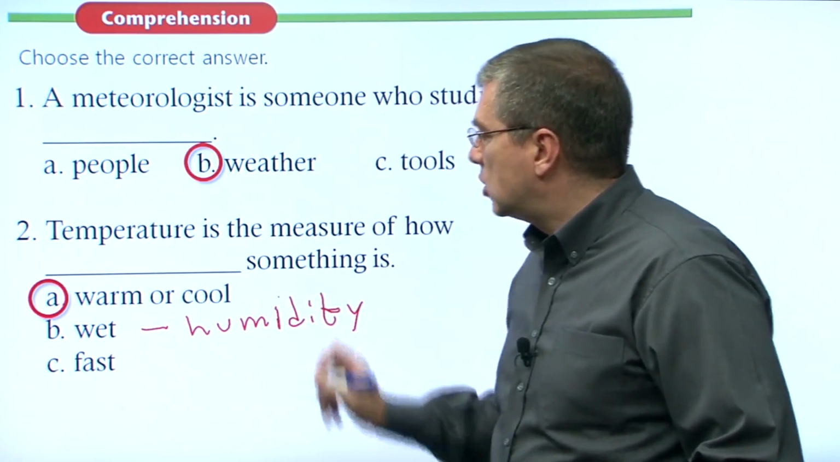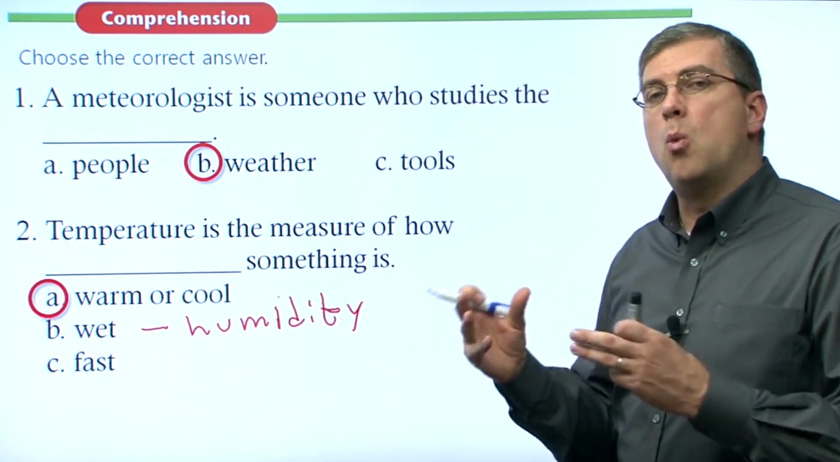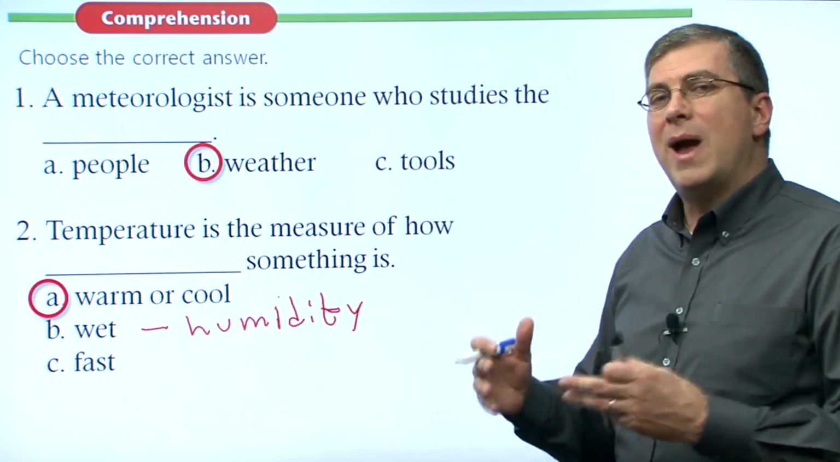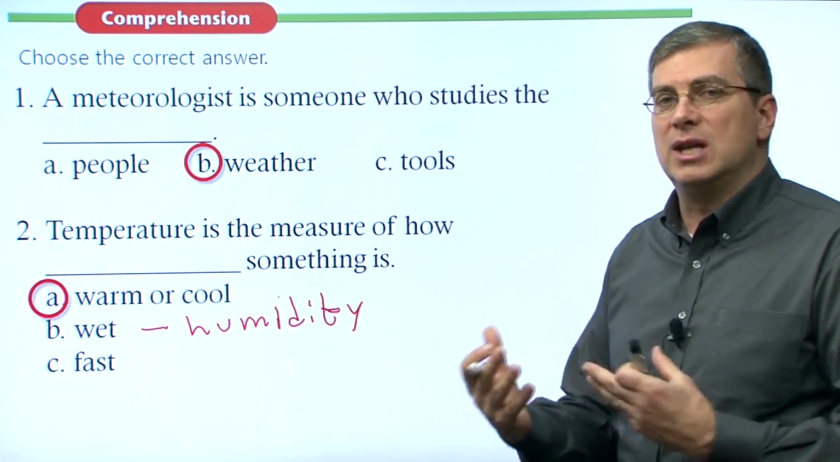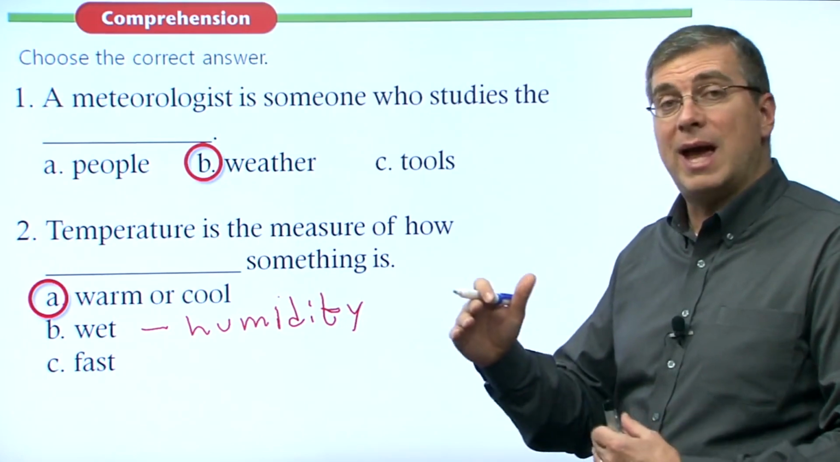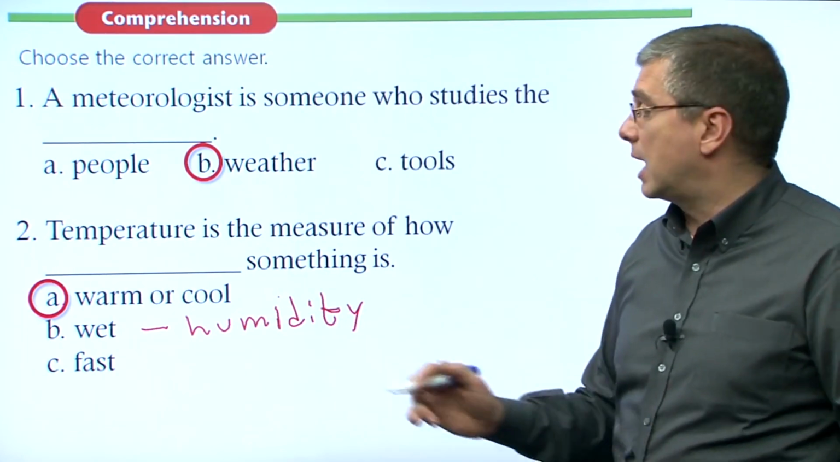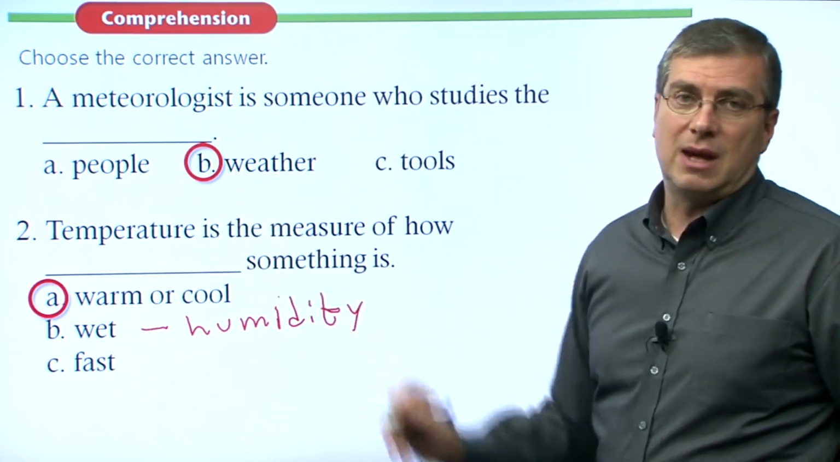If we talk about the humidity, we can talk about how wet the air is, how wet some area or region is. If it has high humidity, it's wet. Not a lot of humidity, it's dry. So that would be humidity, not temperature.